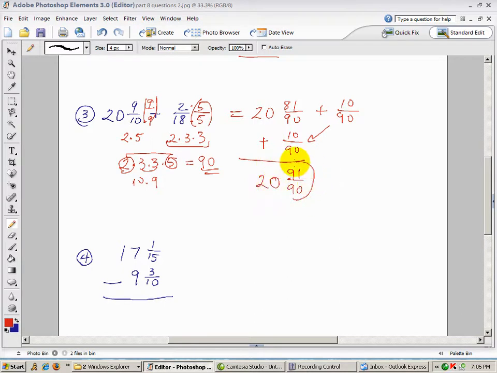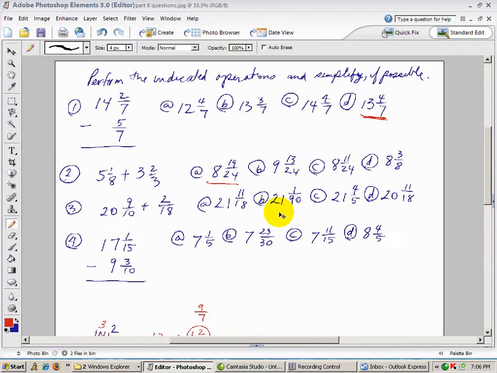But recall that we cannot have an improper fraction and a mixed number. So the 91 90ths, I think you can see very easily, when you divide 90 into 91, it goes once with a remainder of 1, which we can make into 1 90th. So it's 20 plus 1 and 1 90th, which is 21 and 1 90th. And let's see where that is on our answer. And 21 and 1 90th. So our answer to that is B.